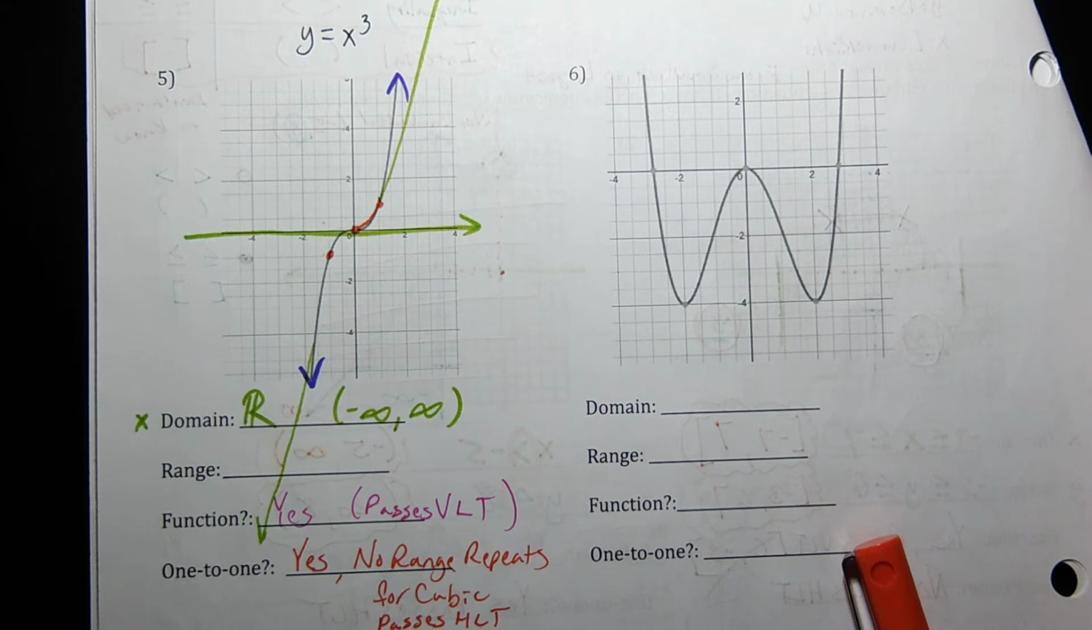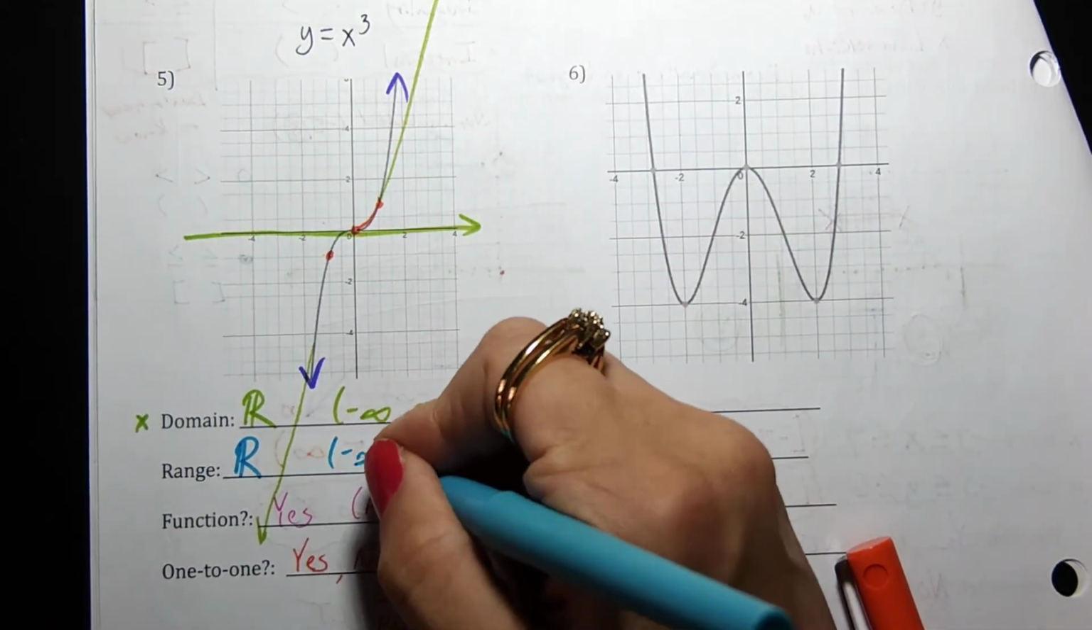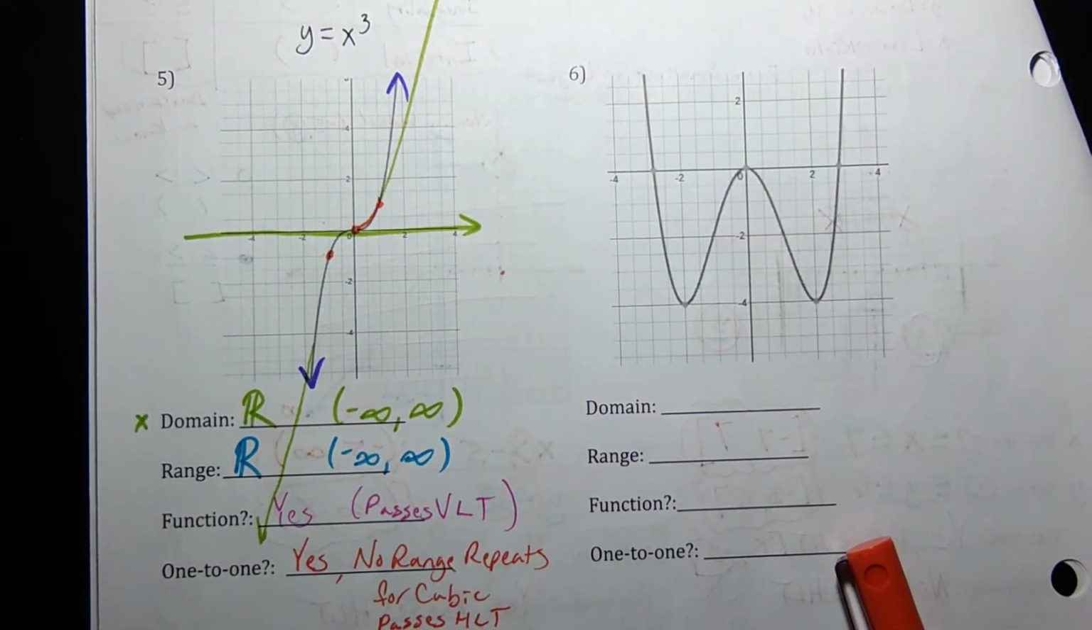So take a guess at the range. Write down what you think the range is. Your range is all real numbers as well. Negative infinity to positive infinity.